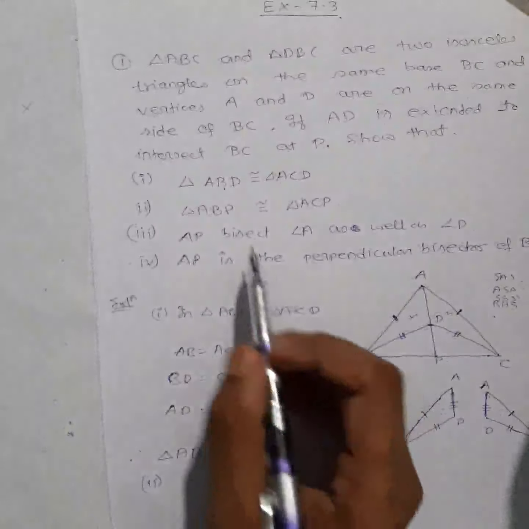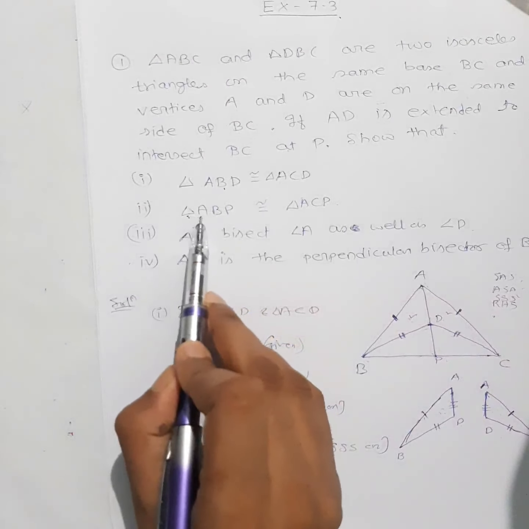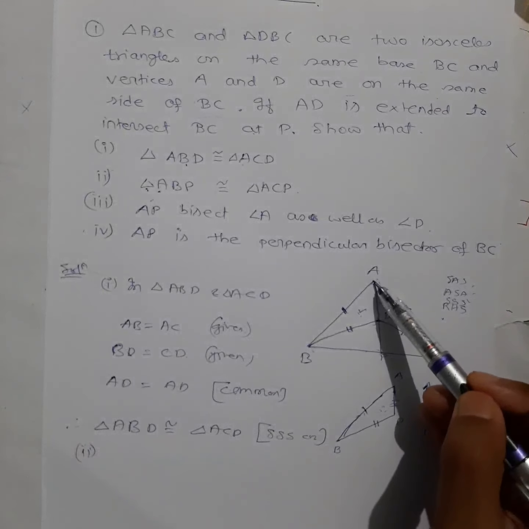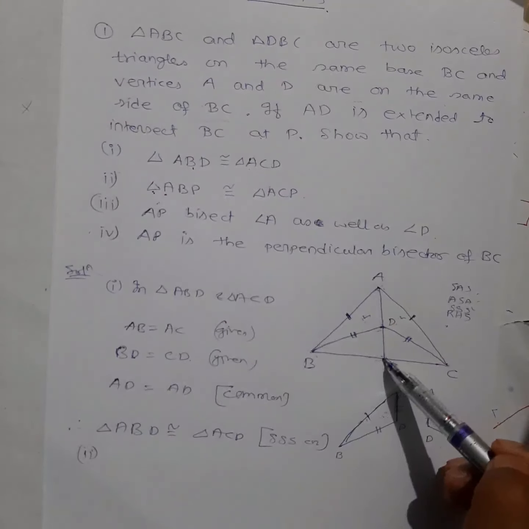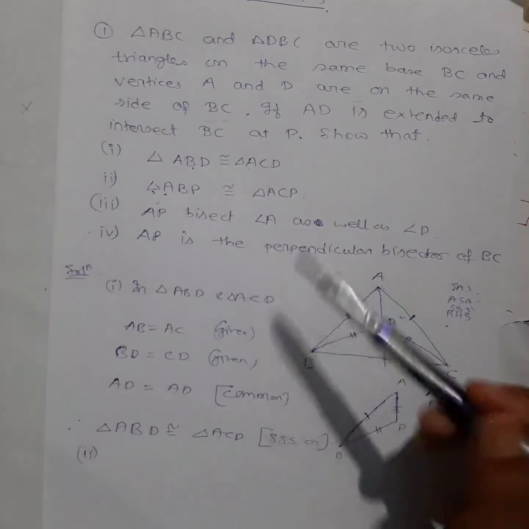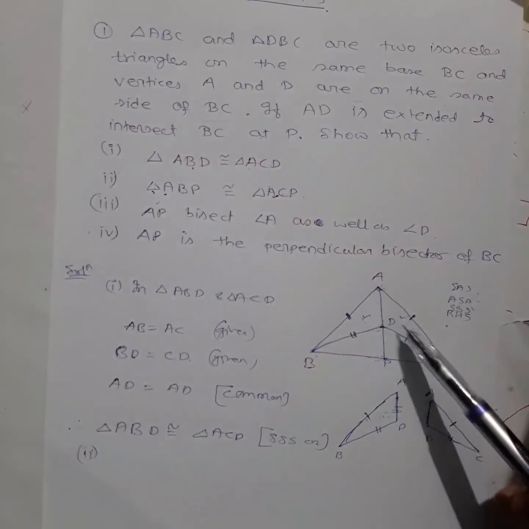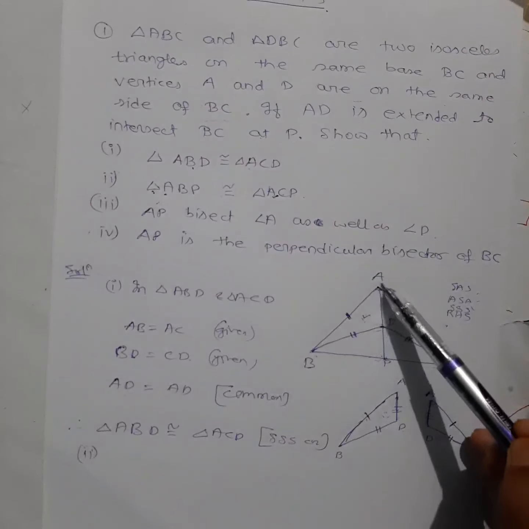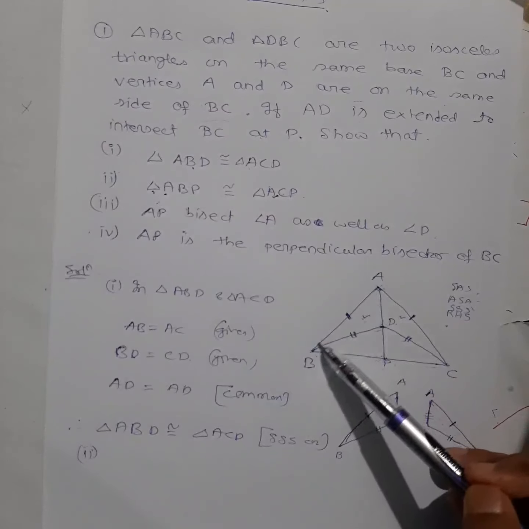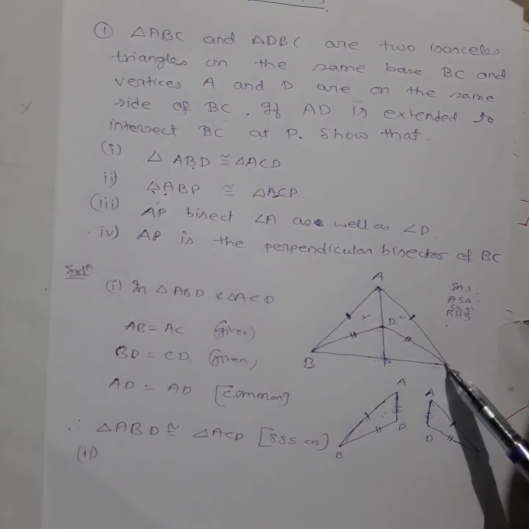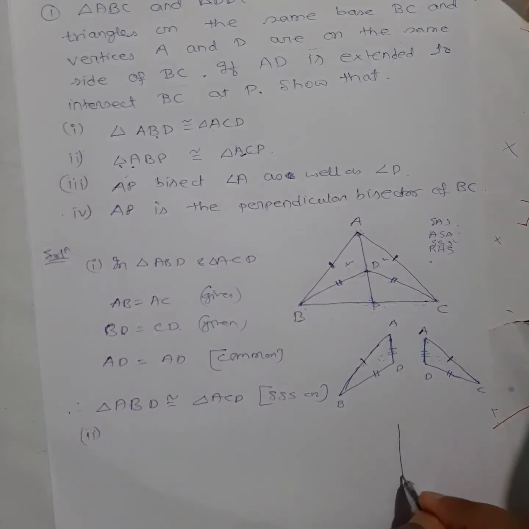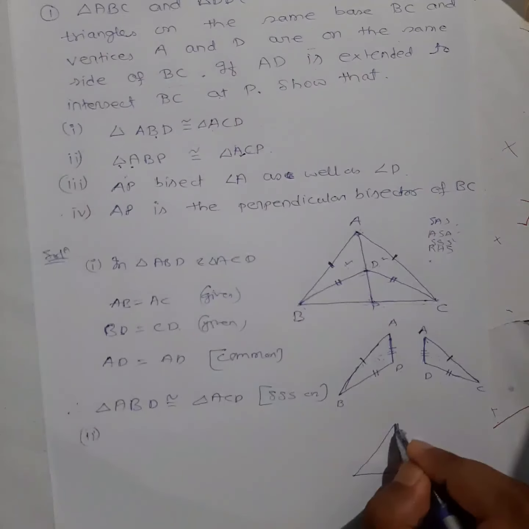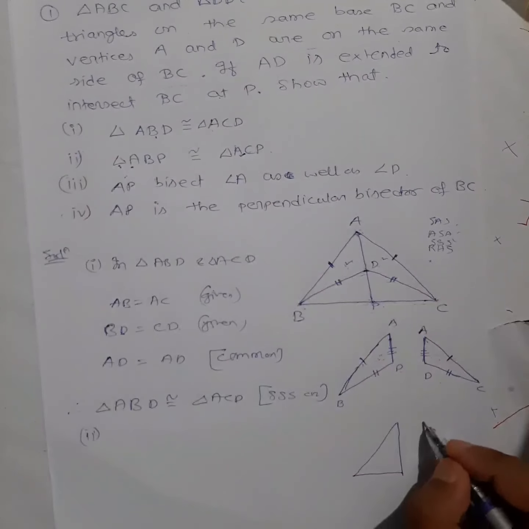Okay, number 2. Number 2, what have they asked? Show that triangle ABP is congruent to ACP. Now let's see which one is ABP. ABP, this triangle, is congruent to ACP. Can you see? So I have to show now this triangle and this triangle are congruent. Now how will I show it? Let me draw the diagram separately again. It's always better to draw like this, otherwise you might get confused here.